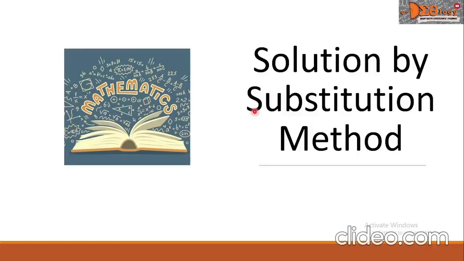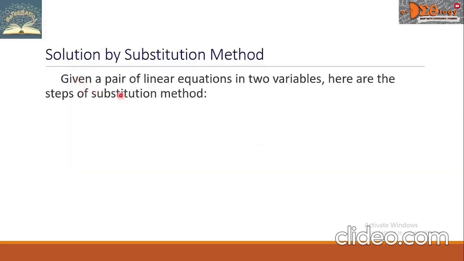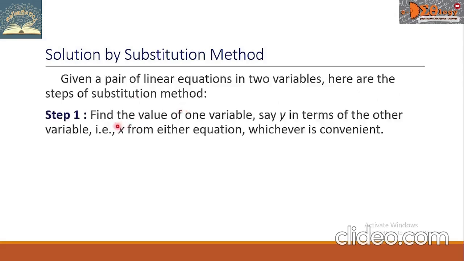Hi everyone, today we're going to study solution by substitution method. Given a pair of linear equations in two variables, here are the steps of substitution method. Step 1. Find the value of one variable, say y in terms of the other variable, that is x, from either equation, whichever is convenient.